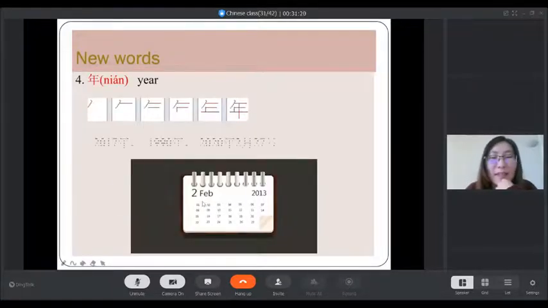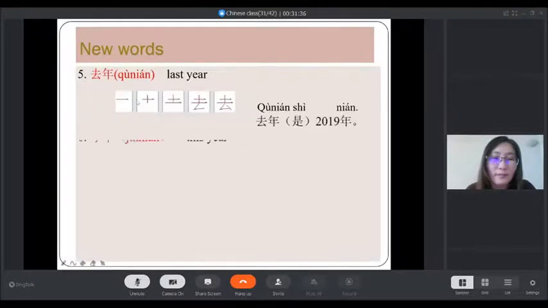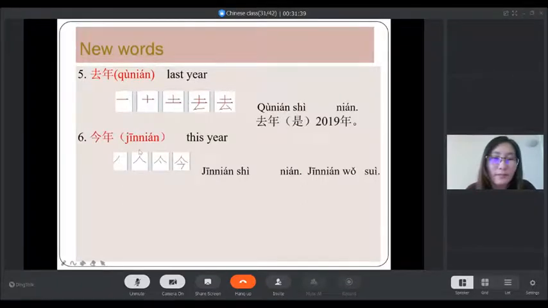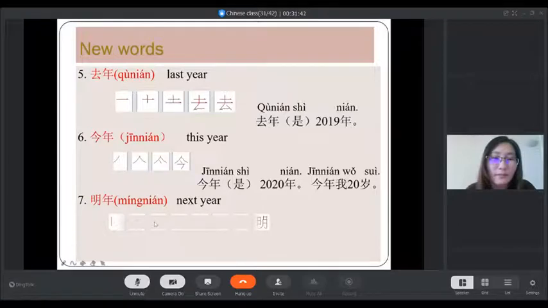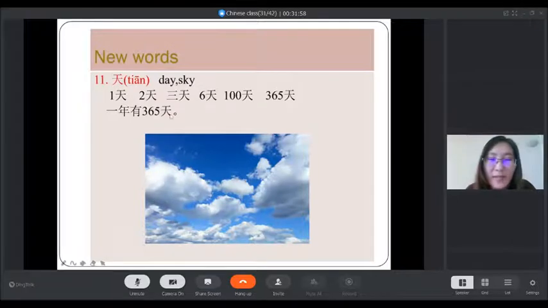And 年 means year. This year, we will say 2020年. This one, 去年 last year. 今年 this year. 明年 next year. 昨天 yesterday. 今天 today. 明天 tomorrow. 天 means day, means sky.